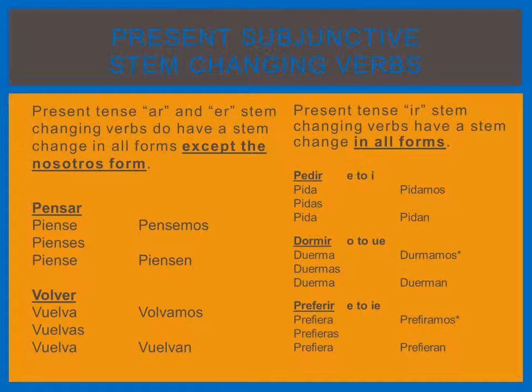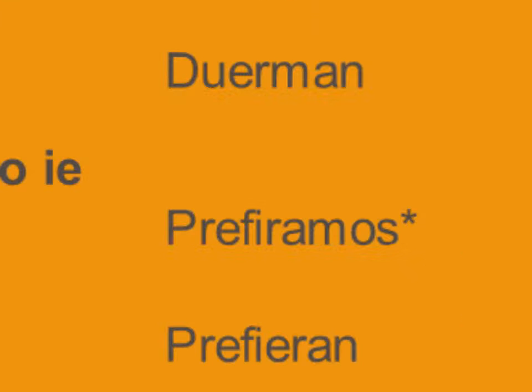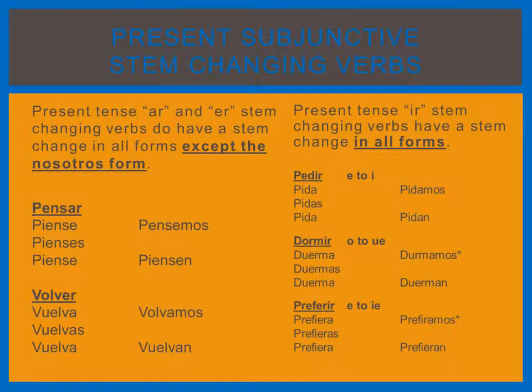An example of an E to IE verb also has the same thing happening in the nosotros form. The change is E to IE in all forms, except the nosotros form. The change is only an E to an I. And as a side note, preferir, if you notice, has two E's in the stem. Whenever you have a stem changing verb that has two E's in the stem, the second E is what changes.